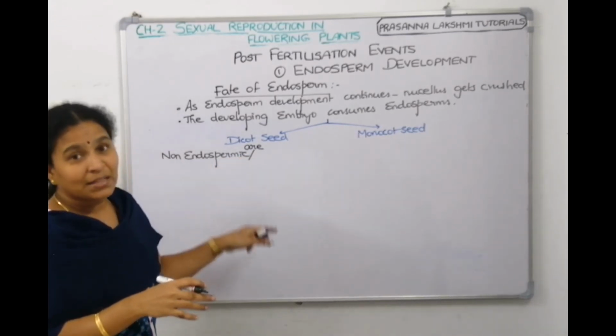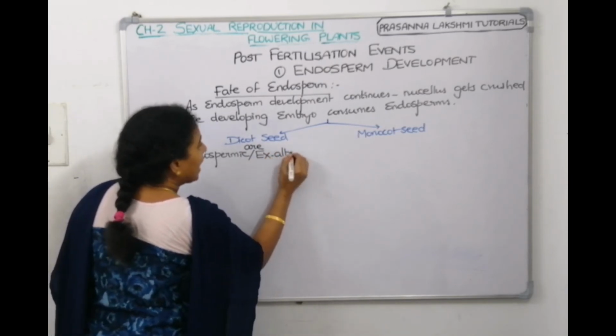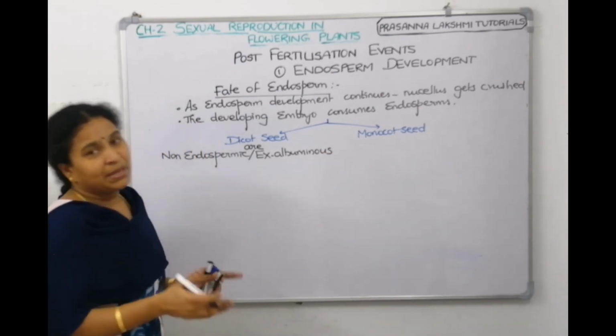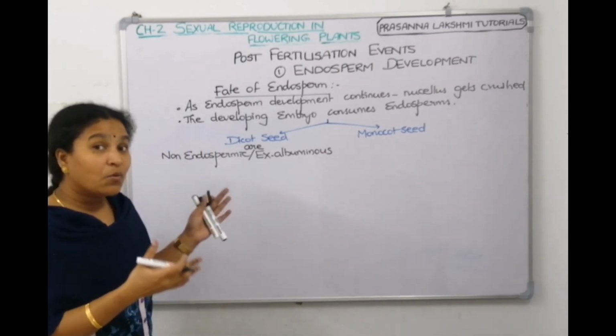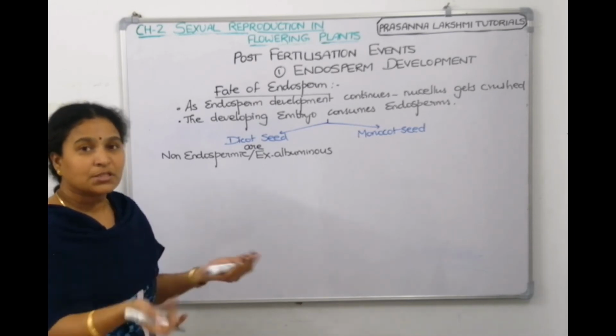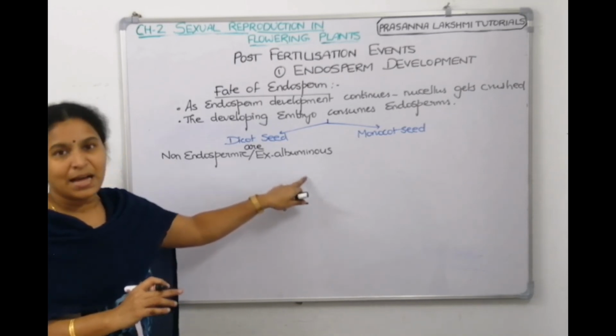So, we have another synonym. It is also called albuminous. No albumin, no protein content. Protein is there inside the endosperm, but albumin is now not there because it is consumed off. Dicot seeds are called non-endospermic seeds or albuminous seeds.